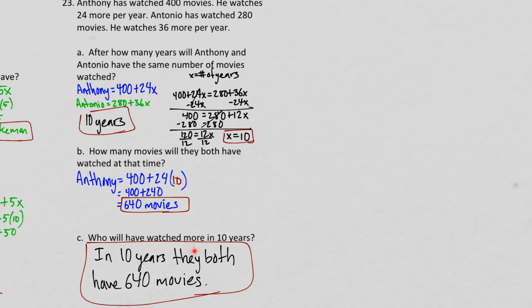Who will have watched more in 10 years? That's exactly the number of years it will take for them to be the same. So in 10 years, nobody wins. They're tied. Okay? If I had asked you for 11 years, then there would probably be a winner who has more. But in 10 years, they both have 640, so the same.